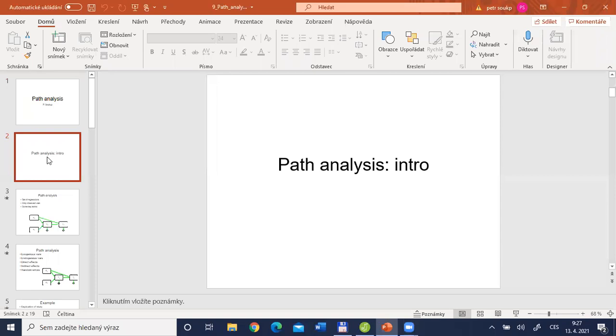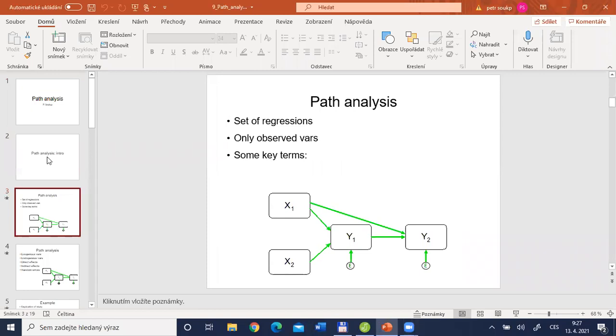So first of all, let's start with this simple picture, which is an example of path analysis. And we can very easily say that path analysis is nothing more than a set of regressions in which usually the dependent variable from one regression is an independent variable in another regression. Let's briefly describe this picture by this logic.